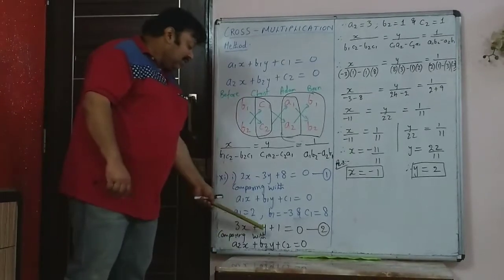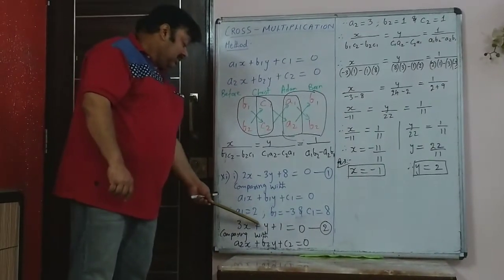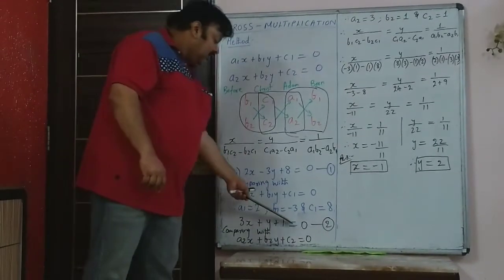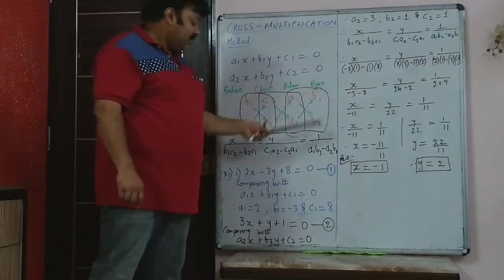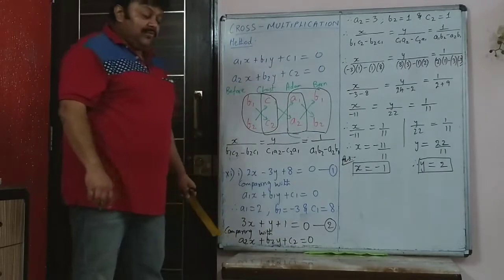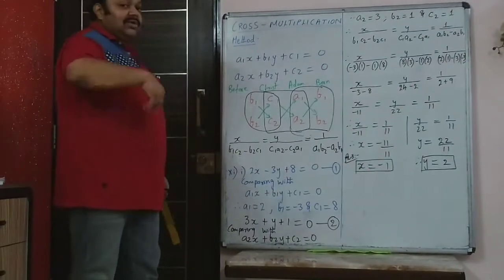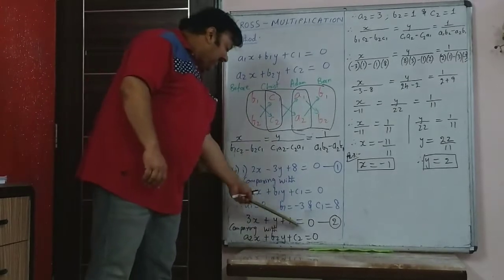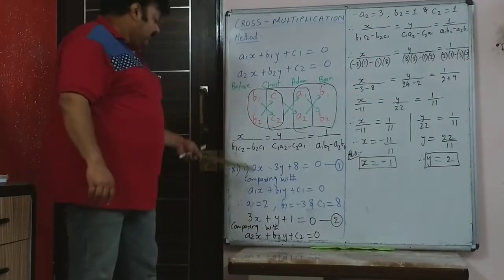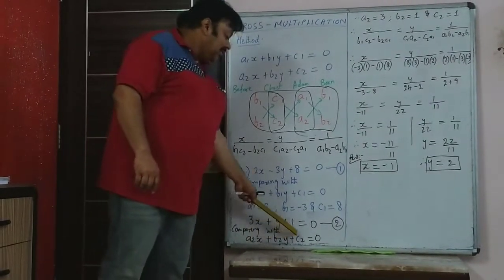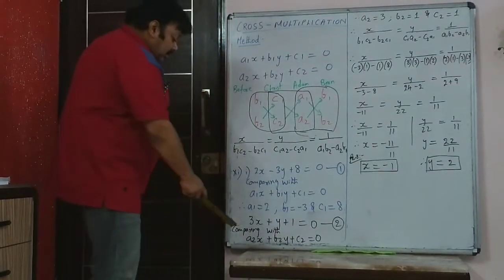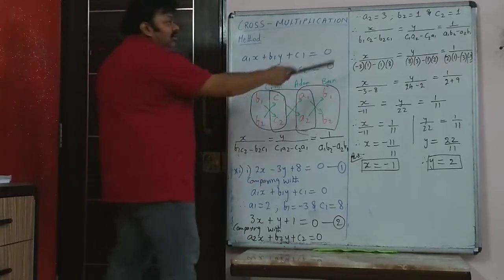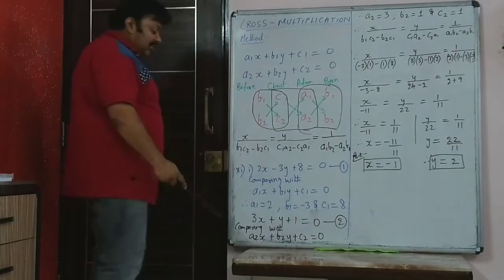And then you have the second equation, 3x plus y plus 1 is 0. Again you have written it in the same form, equal to 0. All the terms are on the left hand side, and on the right hand side you have only 0. Now compare this equation with a2x plus b2y plus c2 is 0. So x and x, the coefficient is a2 and 3. So a2 is equal to 3, or plus 3.